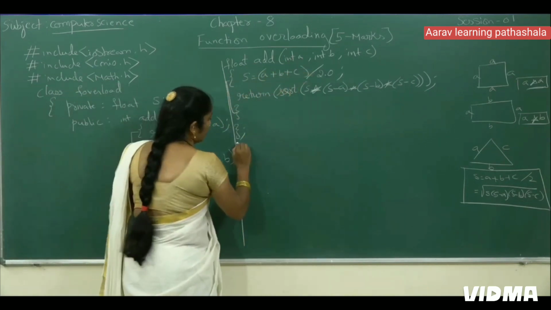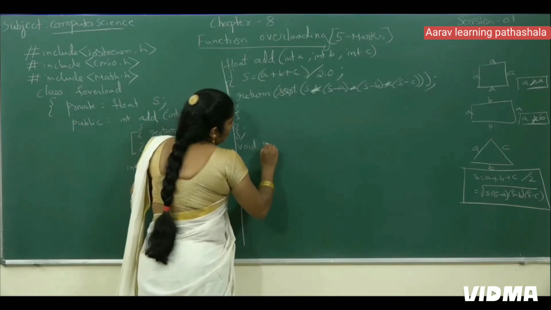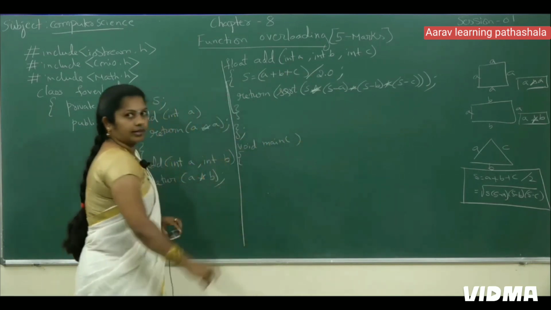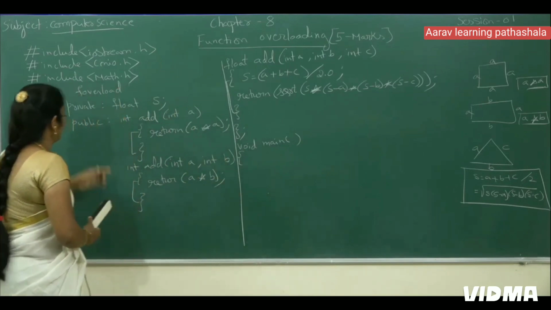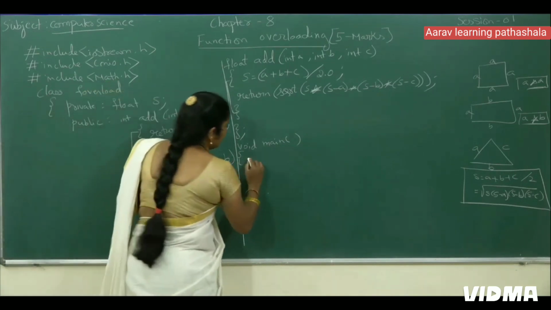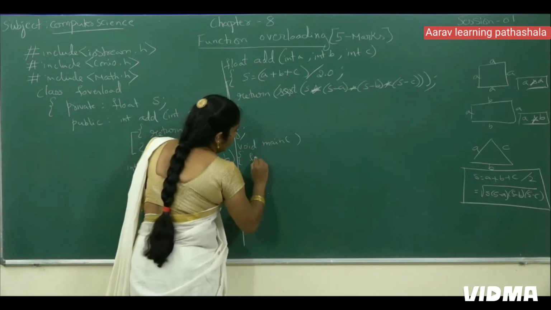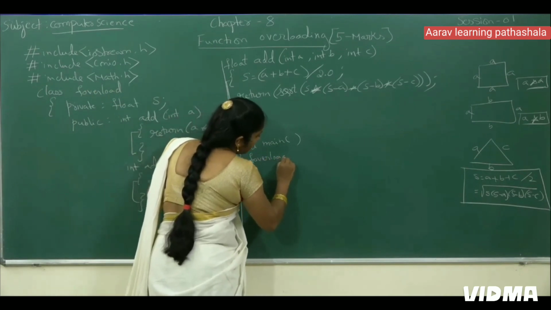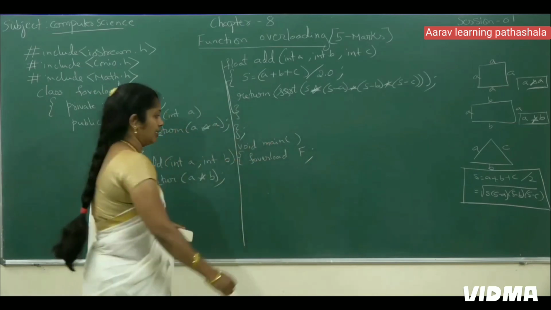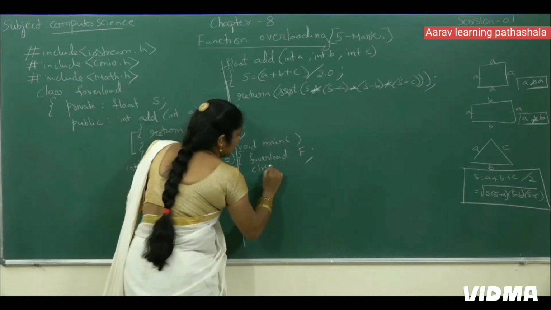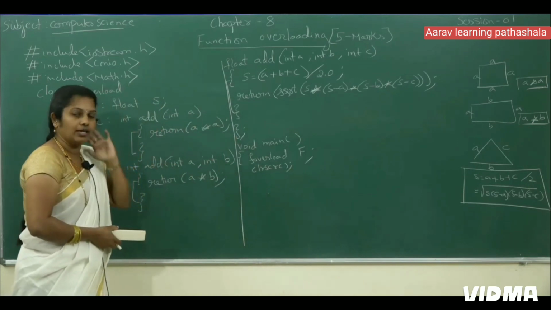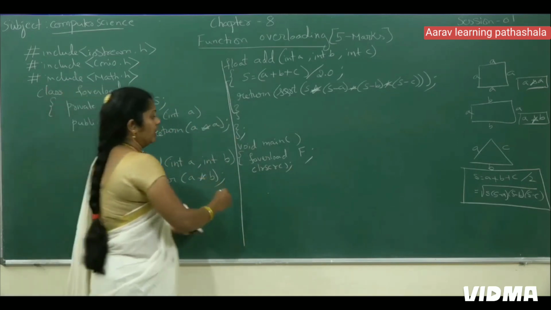Now we want to write the main program. Void main. First, create the object. How to create the object? Class name, then leave one space, and write the object name. Here the class name is F overload. Leave one space, F is the object name. Here I am writing clrscr. Then call the functions one by one and display the value.